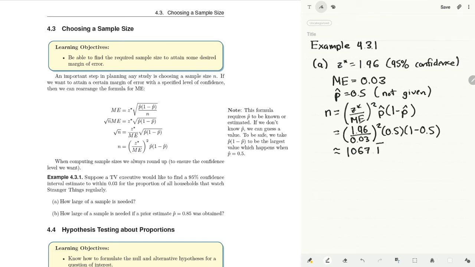And we will always round our sample size up to the nearest integer. And so our sample size that we need is 1068. And so we should sample at least 1068 households.